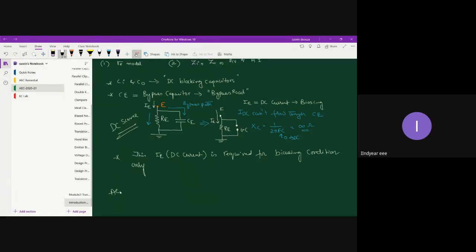Now let us see what will happen when there is a flow of AC current. So AC scene, let us call. All right. Now let me redraw the same circuit.